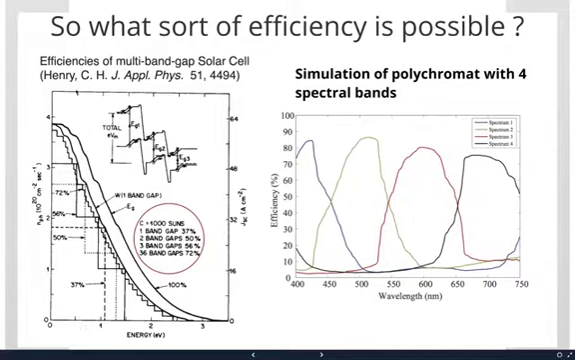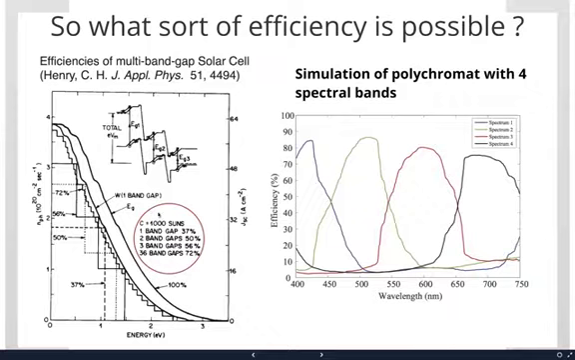In it, Henry plotted the bandgap energy as a function of the number of photons that can be accumulated from the sun, and you get a plot like this. As the bandgap energy decreases, you're collecting more and more of the photons, and the area under this curve represents the efficiency.